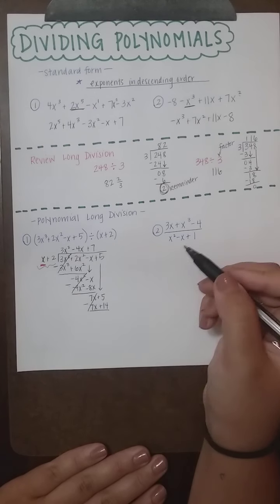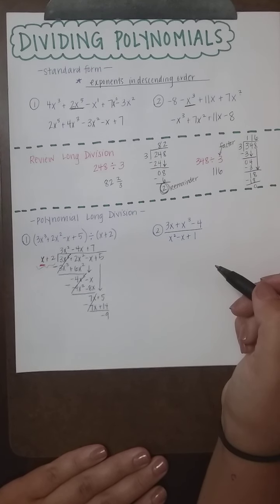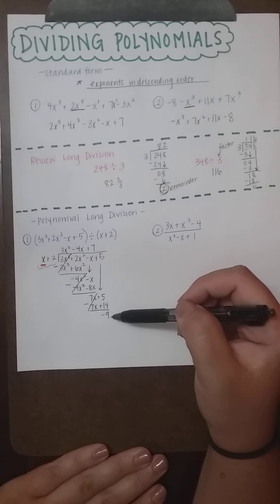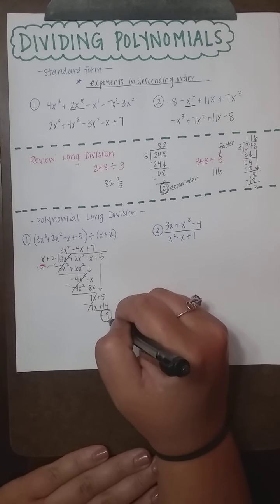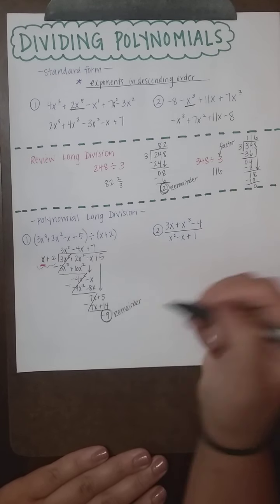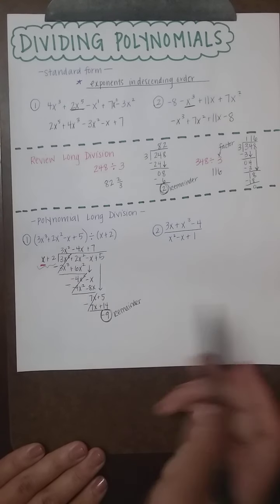7x minus 7x cancels. 5 minus 14 is a negative 9. All right, x does not go into a negative 9 because there is no x there. So that means that this leftover piece down here is my remainder. All right, so then my answer is what I have up top here plus my remainder.